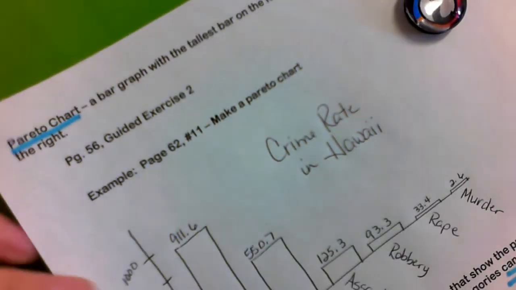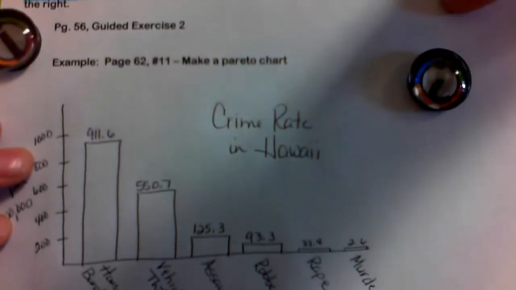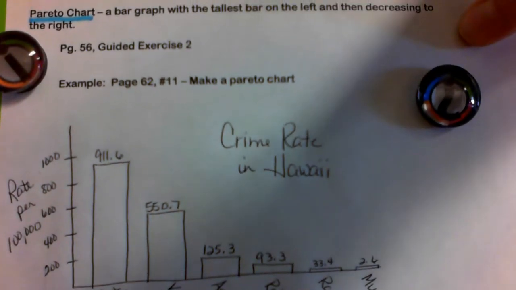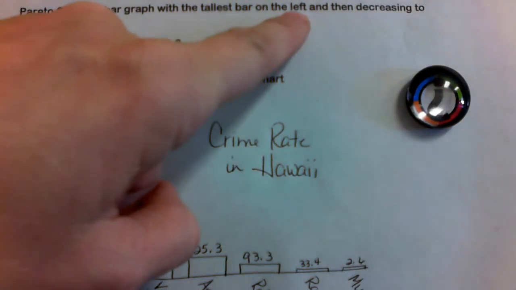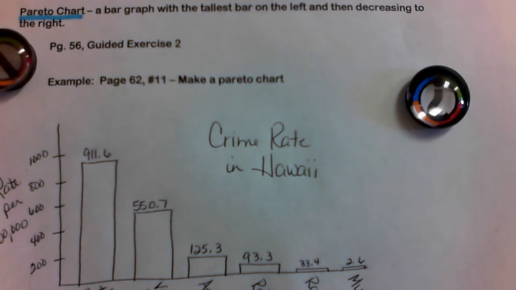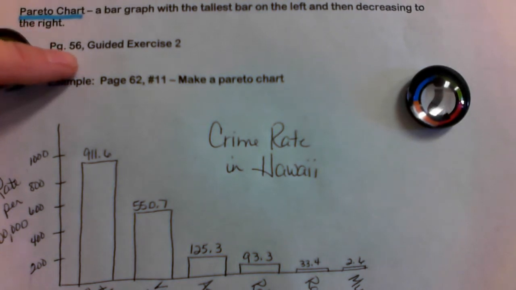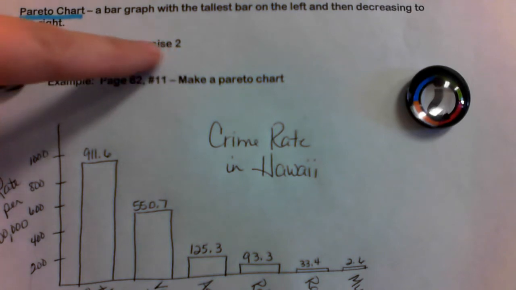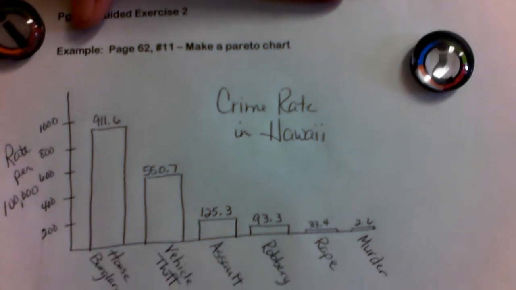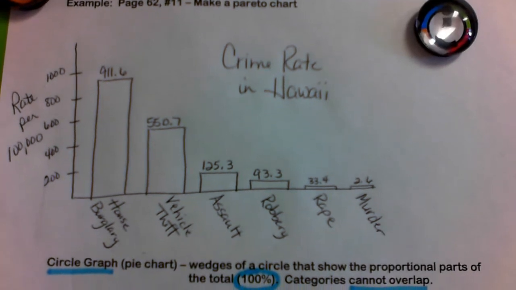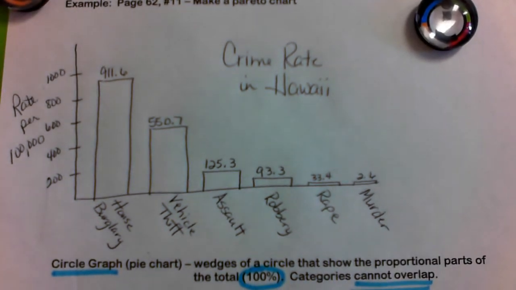Then the next type of graph that is discussed in this chapter is a Pareto chart. Now, a Pareto chart is also a bar graph, but it has more specifics. It puts the tallest bar on the left, and then it decreases as it goes to the right. There's a good example to follow, page 56 in your book. If you'll look over that guided exercise, it gives you a good example of data and how they've created a Pareto chart. Now, what I've done in this next graph is taken the crime in Hawaii that we just looked at, but have recreated the bar graph as a Pareto.